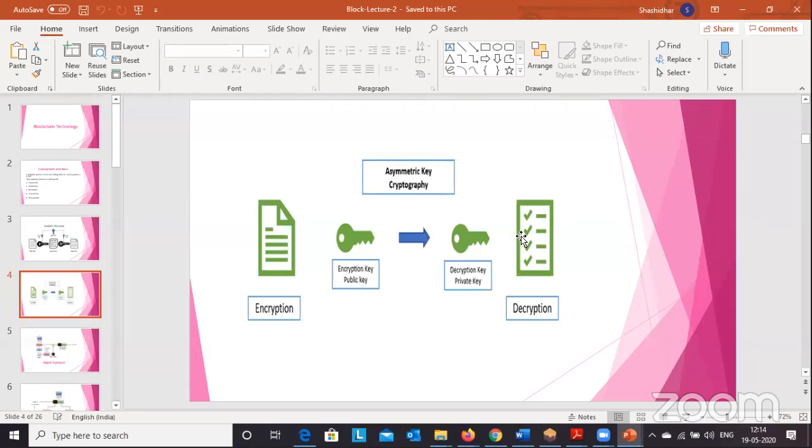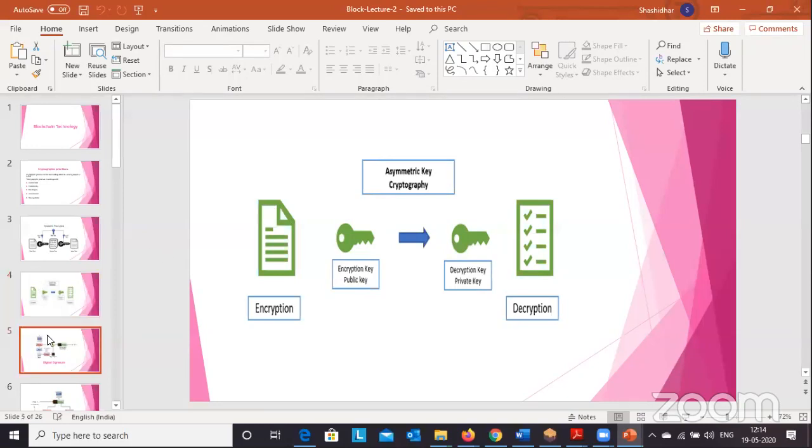Each user has a key pair, like a private key and a public key. Now the sender will encrypt the message using B's public key, so that B will decrypt the message using his private key. That is how asymmetric cryptography works.